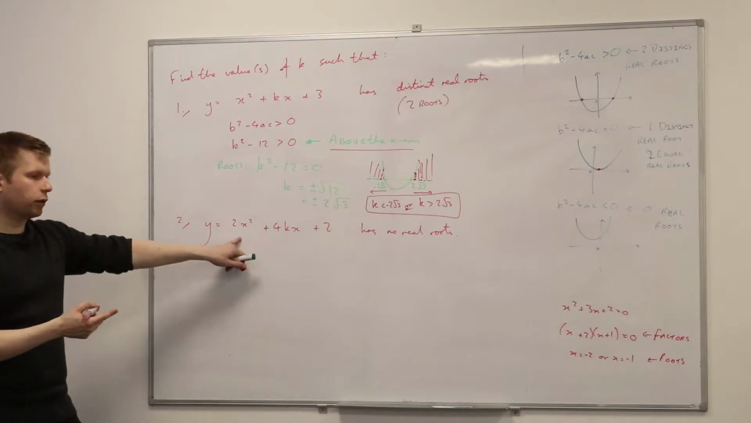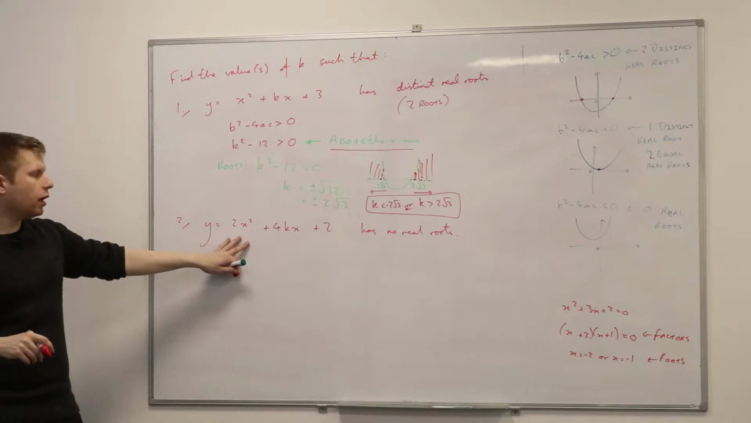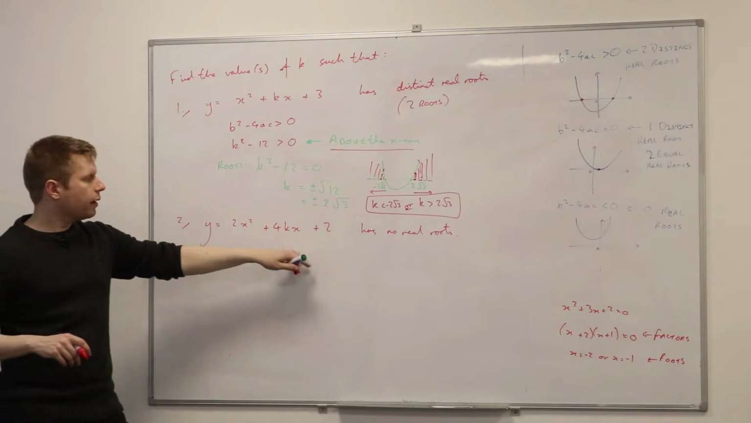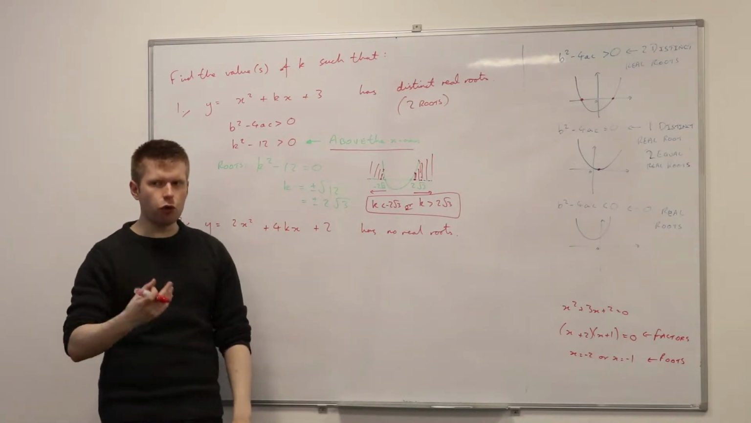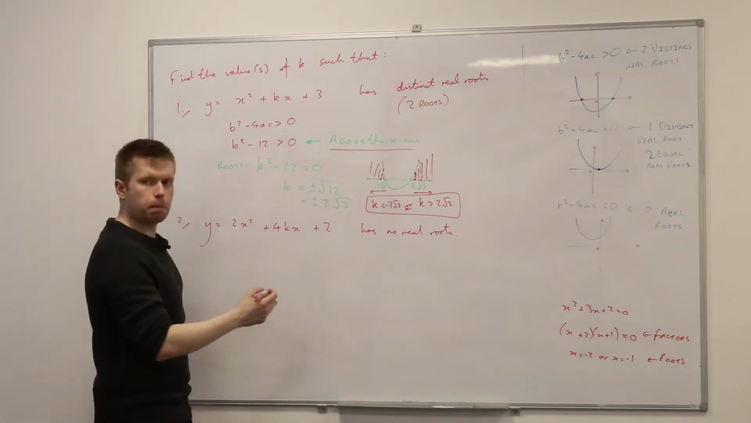Okay, let's have a look at the next one. Similar kind of setup. We've got a quadratic with some unknown, k, in there, and we have no real roots. So if it has no real roots, what are we looking for? What's the condition? Less than 0. Careful.